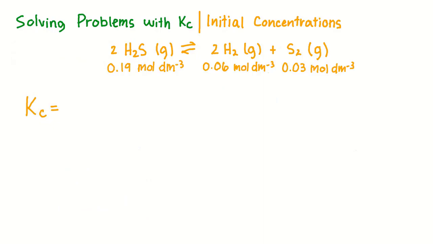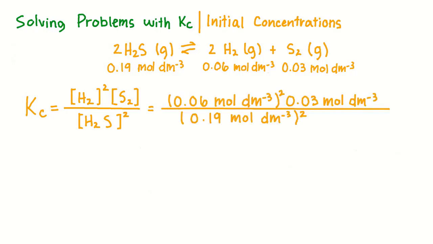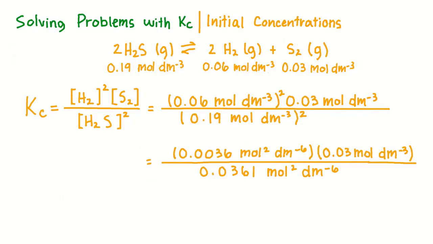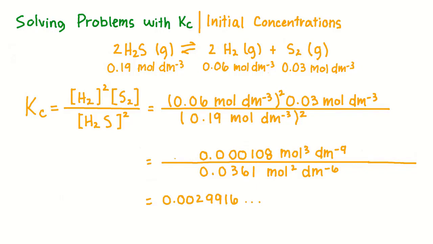Let's create our Kc expression. We have the concentration of hydrogen gas squared times the concentration of sulfur gas divided by the concentration of hydrogen sulfide, which is squared. Now we can plug those equilibrium concentrations in. Next, we can raise everything to the appropriate powers and combine those two terms on the top. This gives us 0.0029916 mole per cubic decimeter. Converting our answer into scientific notation and rounding gives us 3.0 times 10 to the minus 3 moles per cubic decimeter for the value of Kc for this reaction.